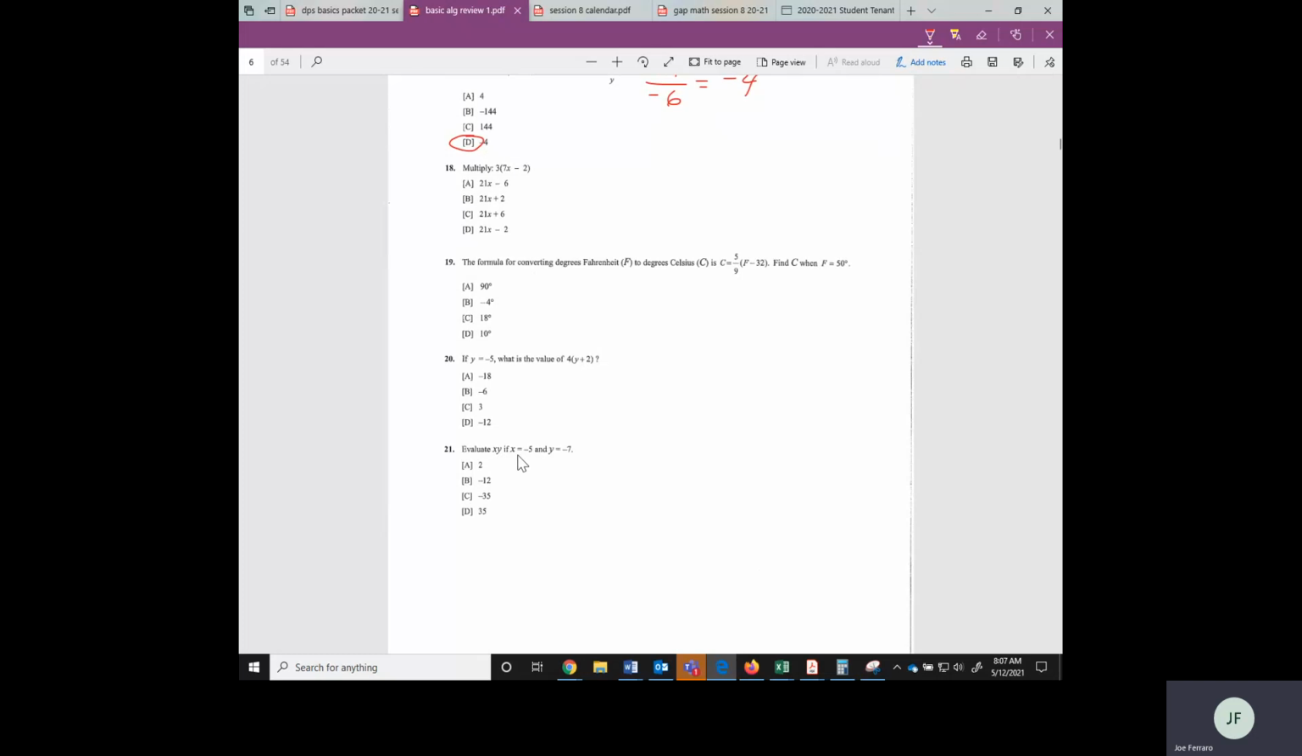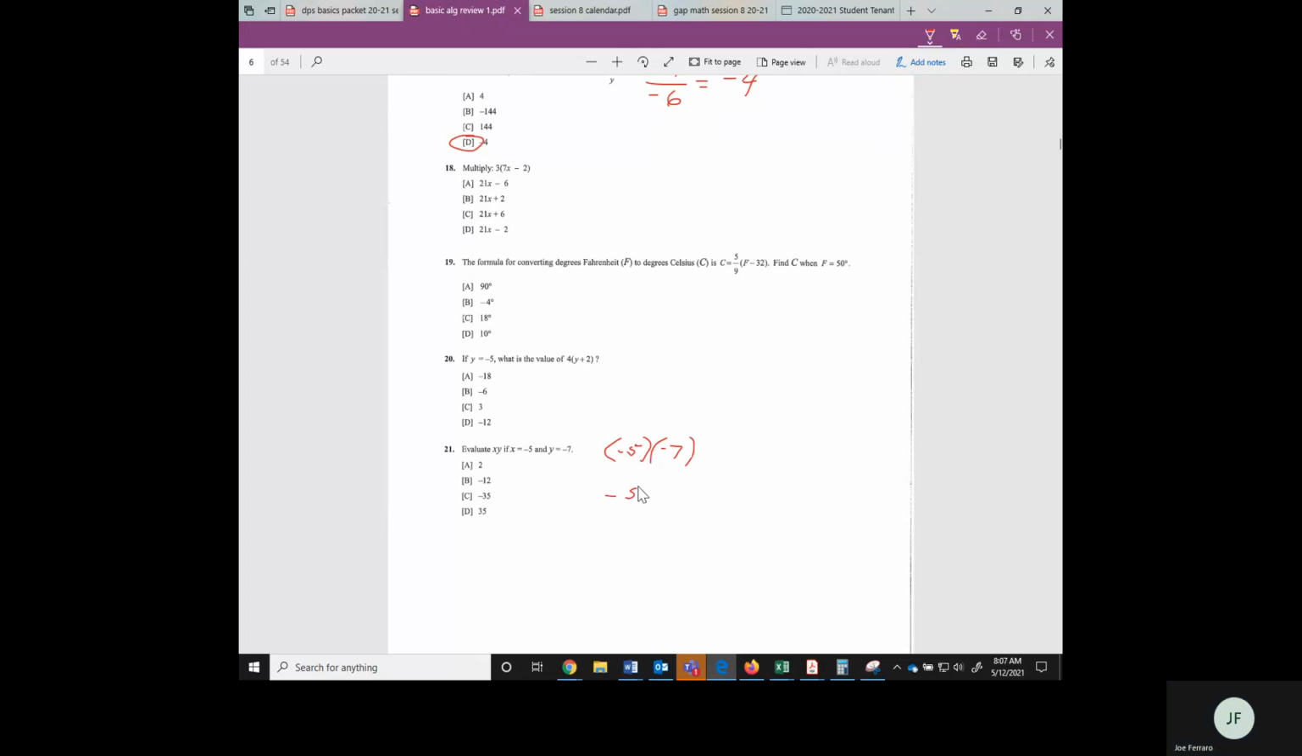Again, x times y, if x is negative 5 and y is negative 7. When you deal with variables, either two variables or a number and a variable, if they're next to each other, that means multiply. So we're saying negative 5 is x, and a lot of times in algebra they use parentheses to show multiplication, times y is -7. So this means multiply.